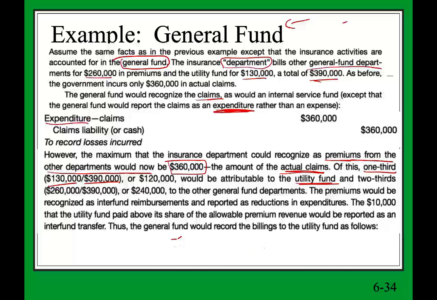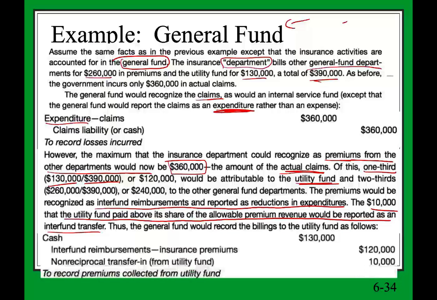So the premium would be recognized as an interfund reimbursement and reported as a reduction in expenditure. So notice the $10,000 that the utility fund paid above its share of its allowable premium revenue would be reported as an interfund transfer. Remember, we're assuming that for the utility fund, the amount that we spent on them is $120. We're going to debit cash from them $130. That's how much they pay. Therefore, whatever they paid above and beyond is considered a non-reciprocal transfer. So this is how it works if we're doing accounting under the general fund. So this is an interfund reimbursement, and this is a non-reciprocal transfer.